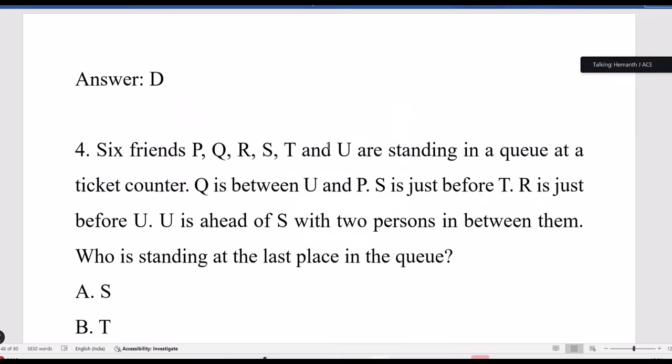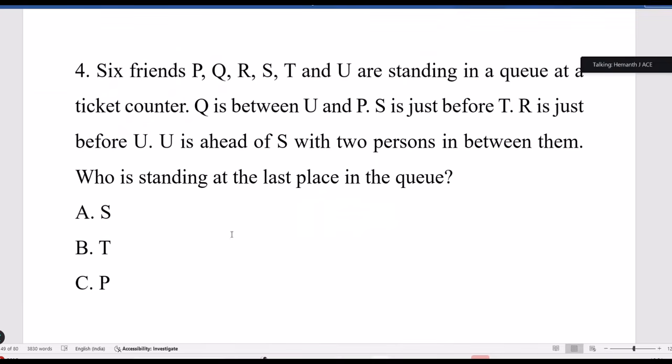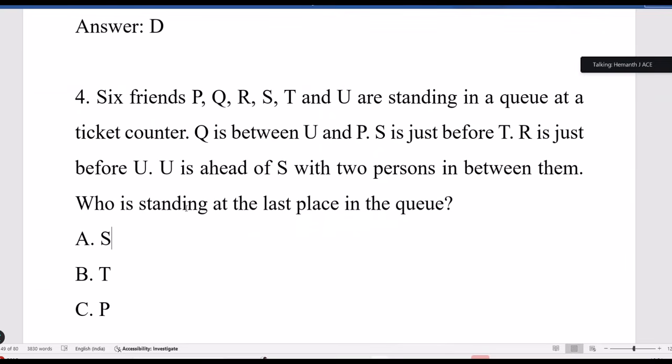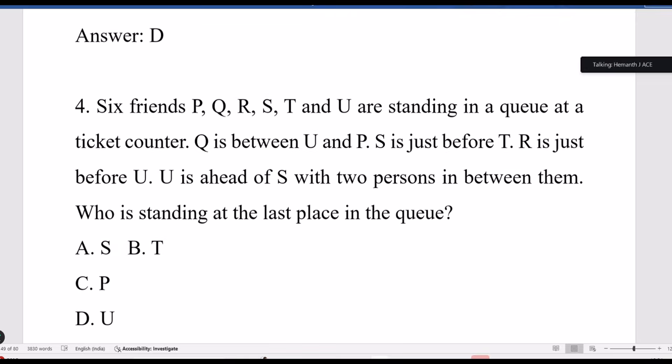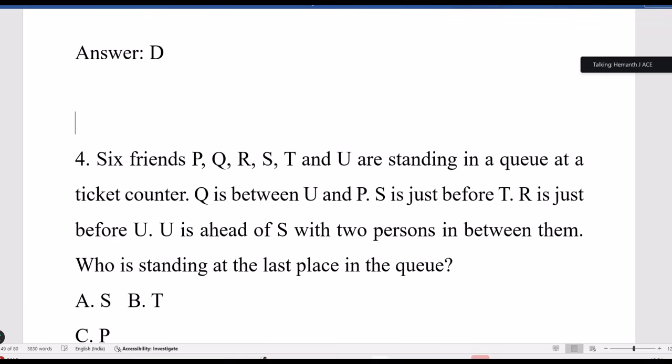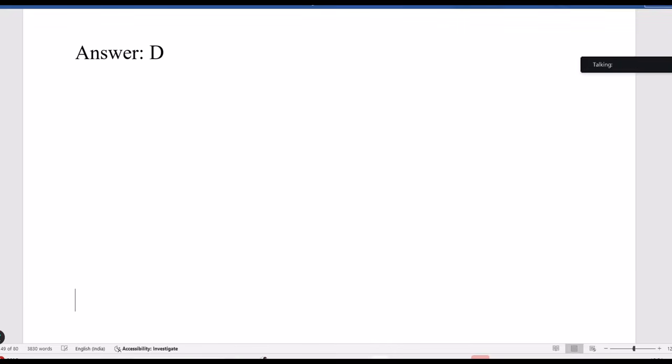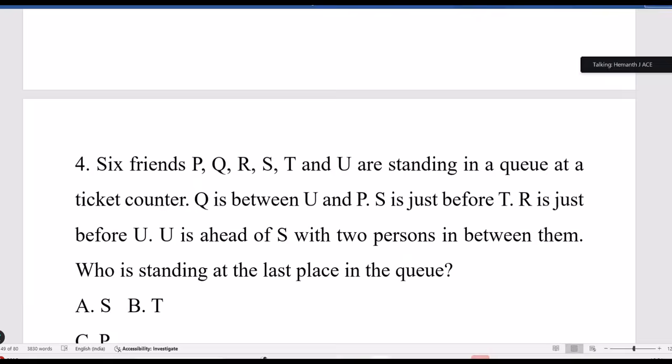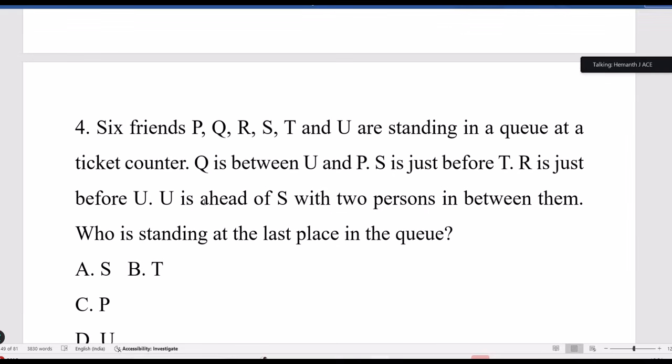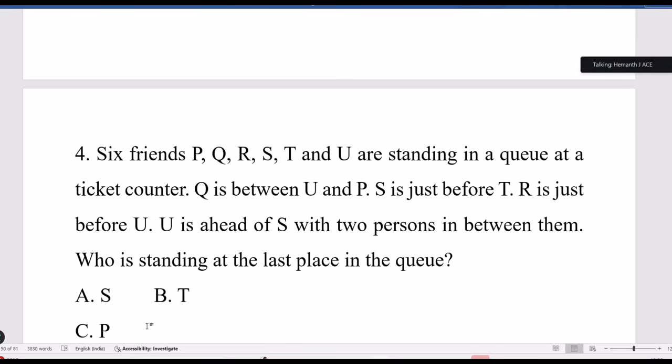Next one, who is standing last in the queue? Six friends are standing in a queue at a ticket counter. Q is between U and P. S is just before T. See, while giving a question in the exam, they'll double cross-check. Don't worry about two options being correct and all. They'll double cross-check.